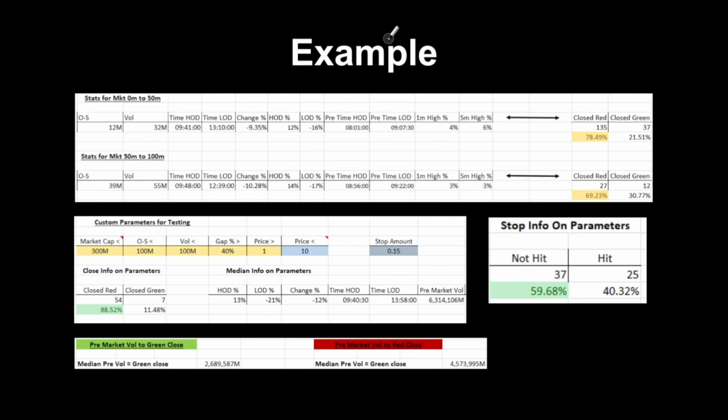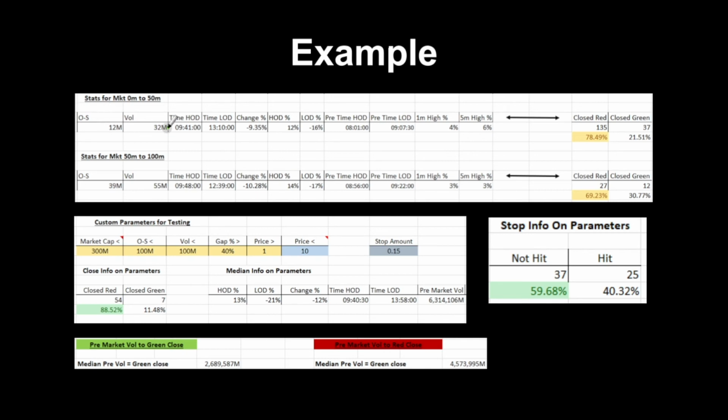And now just for some examples, so here's how my stats for market cap look. So this is just from 0 to 50, then 50 to 100, and it kind of keeps on going in 50s until a certain point. So we can see all the medium stats. I don't use averages, I just use mediums for these.